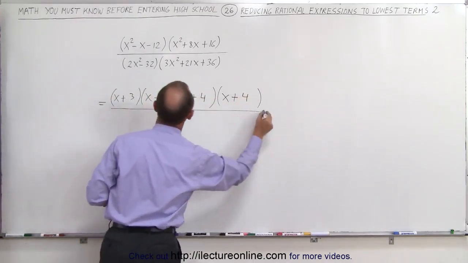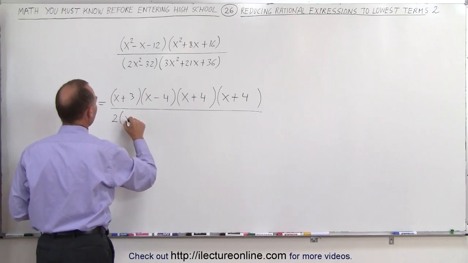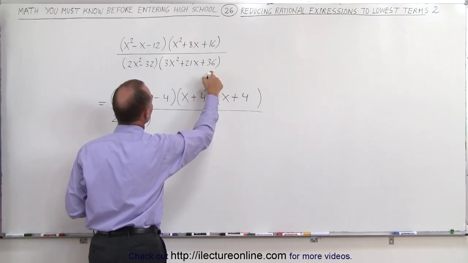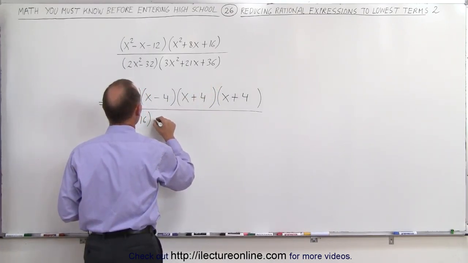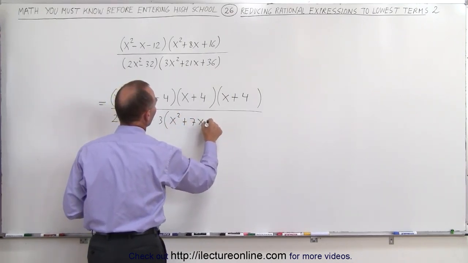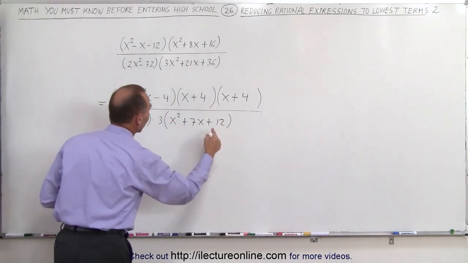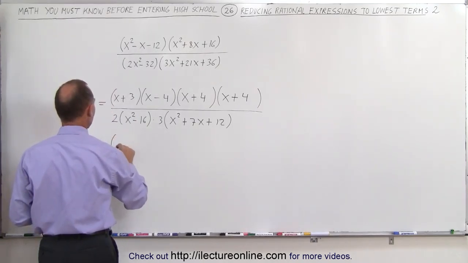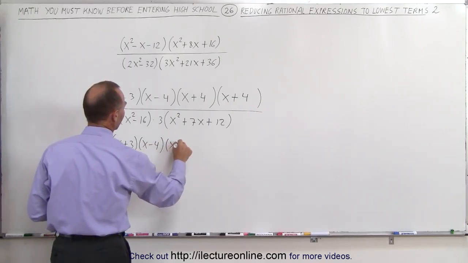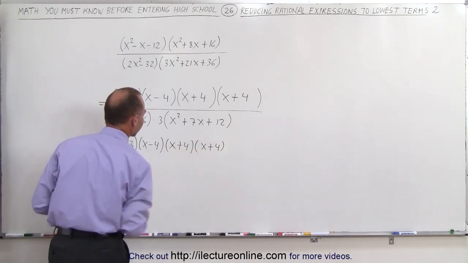In the denominator, here I can factor out a 2 first. Let me do that. So 2 times the quantity, x squared minus 16. And here I can factor out a 3. And when I do that, I have the following. So times 3 times the quantity, x squared plus 7x plus 12. I can continue by now factoring this and this and see what I get. So this is equal to, in the numerator, x plus 3 times x minus 4 times x plus 4 times x plus 4. That's an x here. All right.